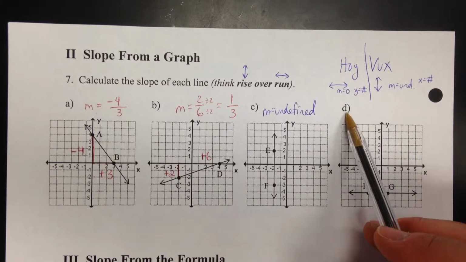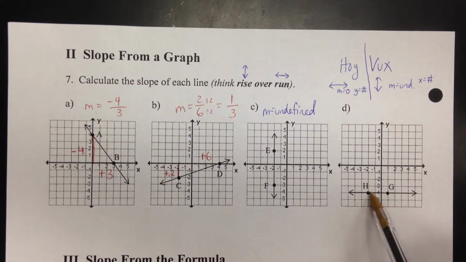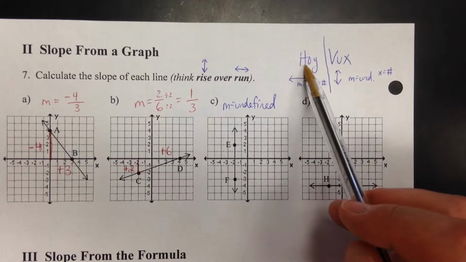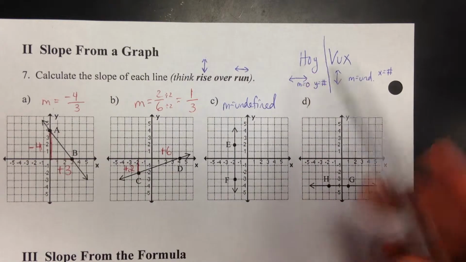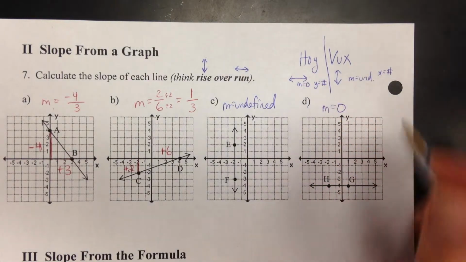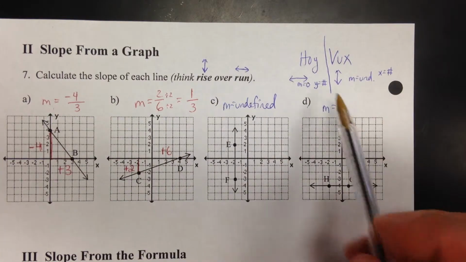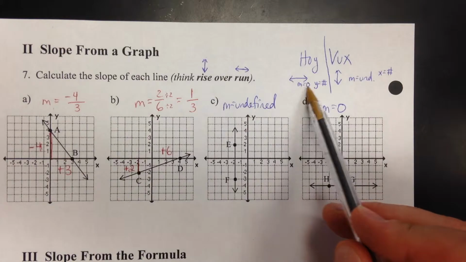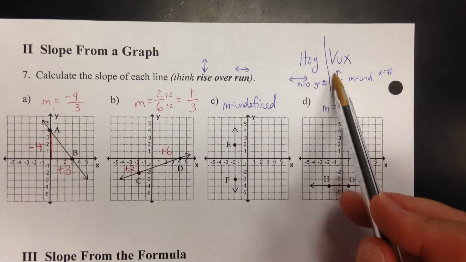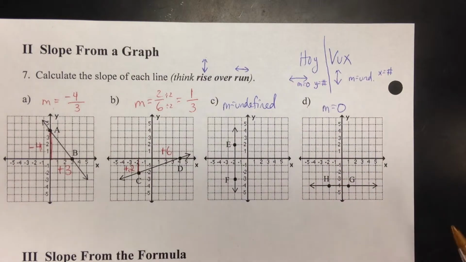And for D, this is a horizontal line. Horizontal has a 0 slope. M equals 0. So my answer is 0. I don't need to count for those two if I recognize the pattern. Horizontal lines have a 0 slope. Vertical lines have an undefined slope.